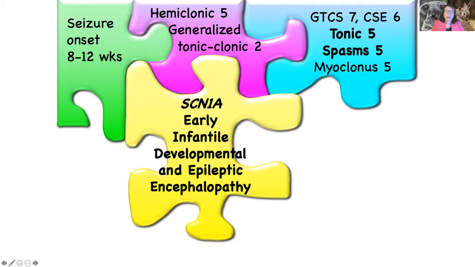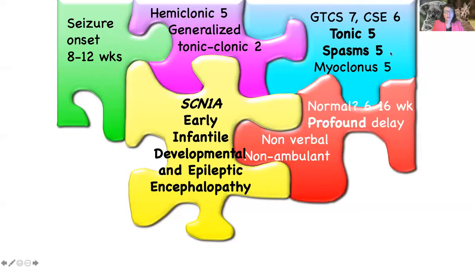And 5 had epileptic spasms, which do not occur in Dravet syndrome. The other issue with this group is that they are much more profoundly impaired. It is not clear if their development was normal prior to onset when they were first recognised at 6 to 16 weeks of age, but they are profoundly impaired in that they are non-verbal and they are non-ambulant, meaning they don't walk.